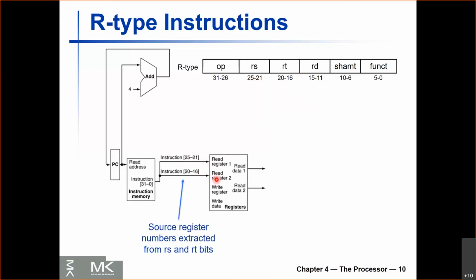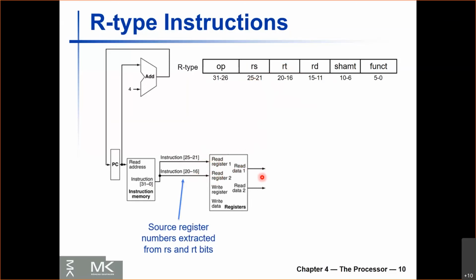So we're going to use the source register numbers. The source register numbers we're going to provide are going to be extracted from the bits corresponding to RS and RT in the R format. Okay? Okay, great. So the next thing that we do with an R-type instruction is, we provided the register numbers. Now we're going to read the data.